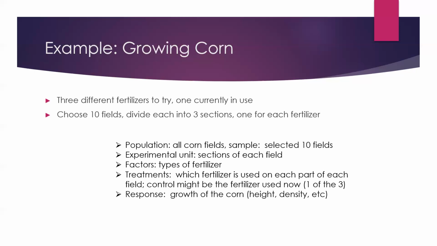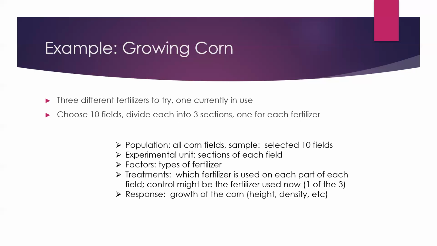The experimental unit, remember, is the thing on which you are taking measurements. You're going to take measurements from each of the three sections of each field, so each section becomes your experimental unit. I'm assuming you're going to apply these different fertilizers and then measure the yield from each section, so which section grew the most corn. You measure how much corn was grown in each of the 30 total sections, which is why each experimental unit is a section of the field.